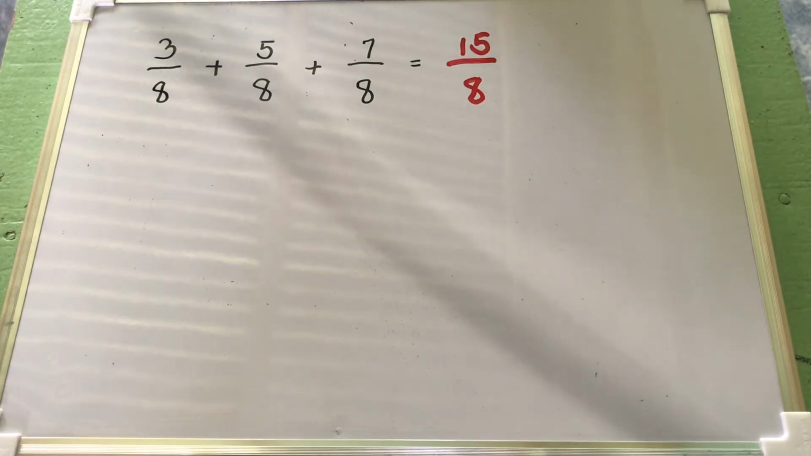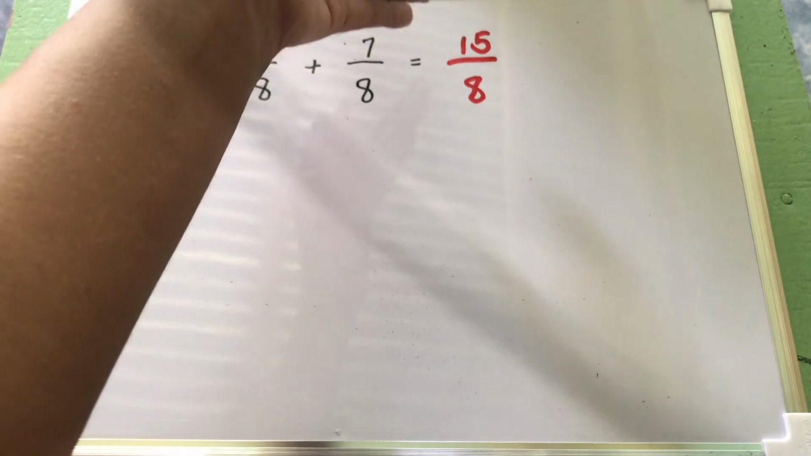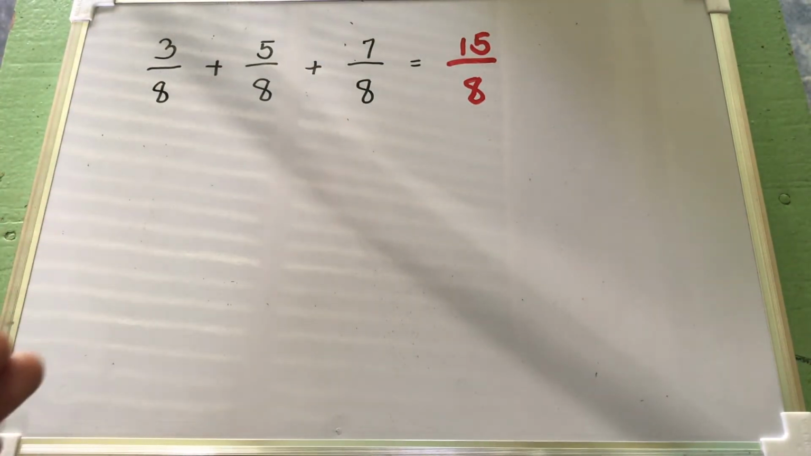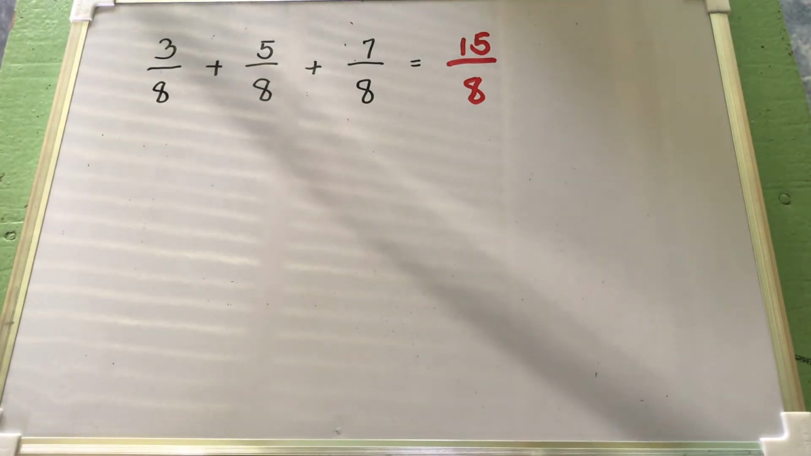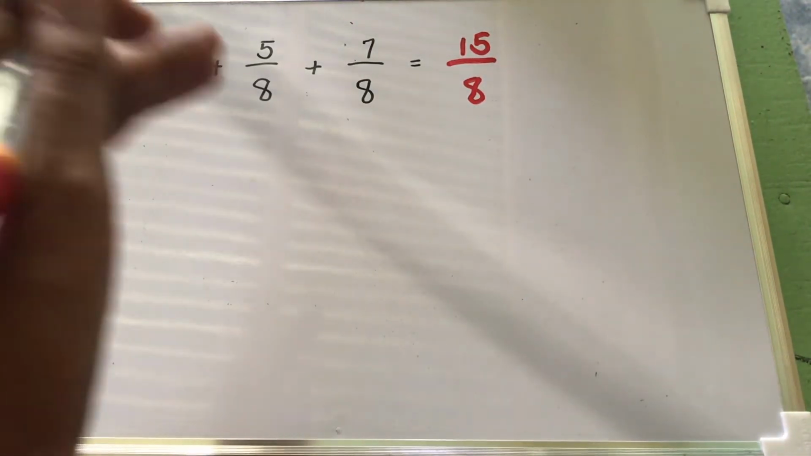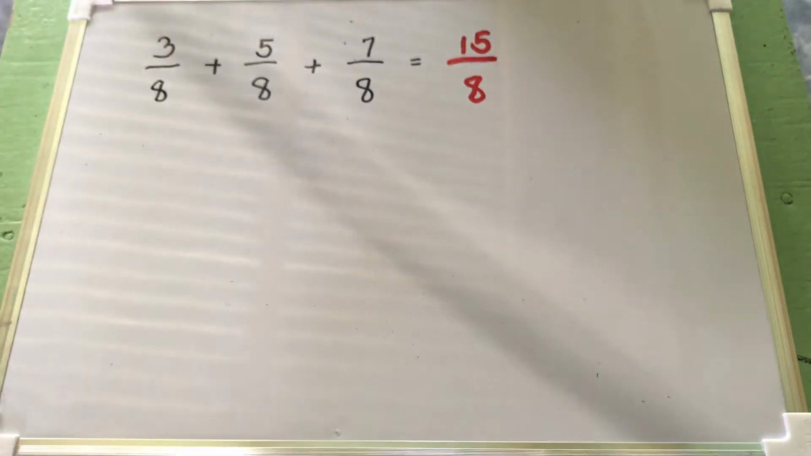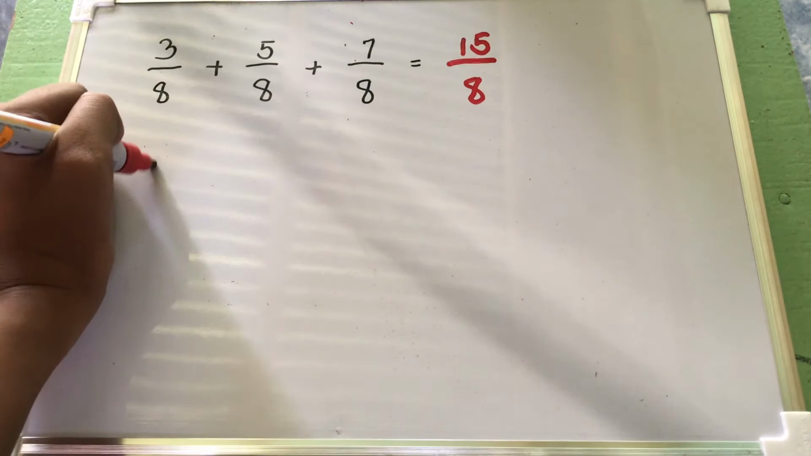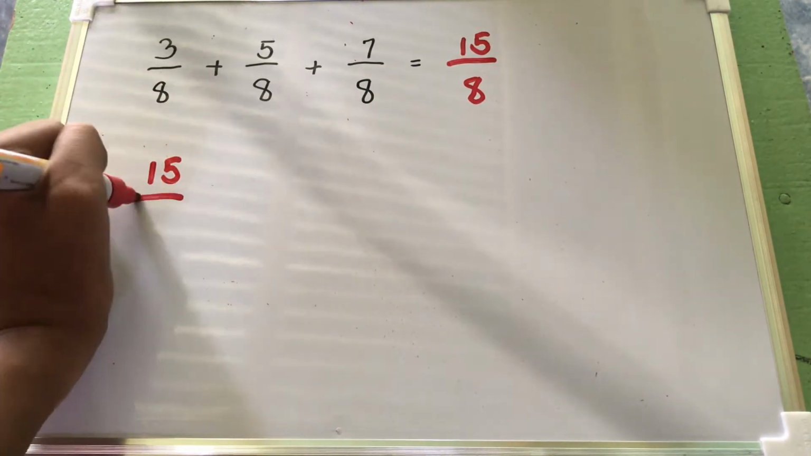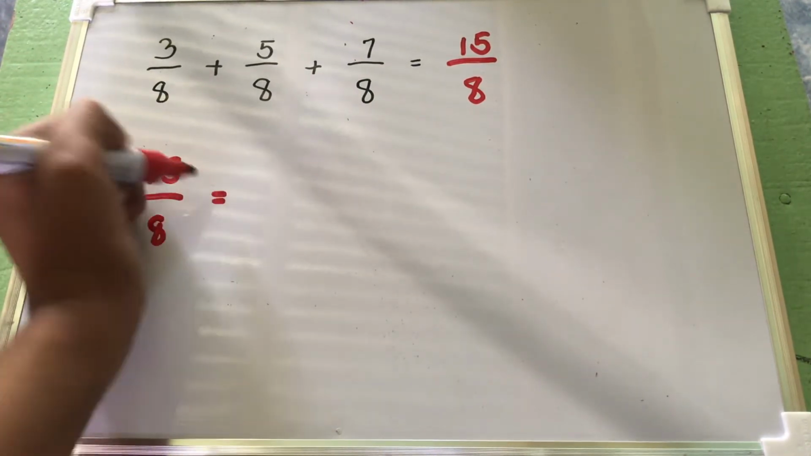But the rule of solving fractions is always reduce to the lowest term. Since this is not yet the lowest term, we will reduce this one. We will divide the numerator and the denominator by their GCF. Now, that is the rule. But since this one is an improper fraction, which means the numerator is greater than the denominator, we will divide the numerator by the denominator. So we will have 15 over 8. Let's divide.